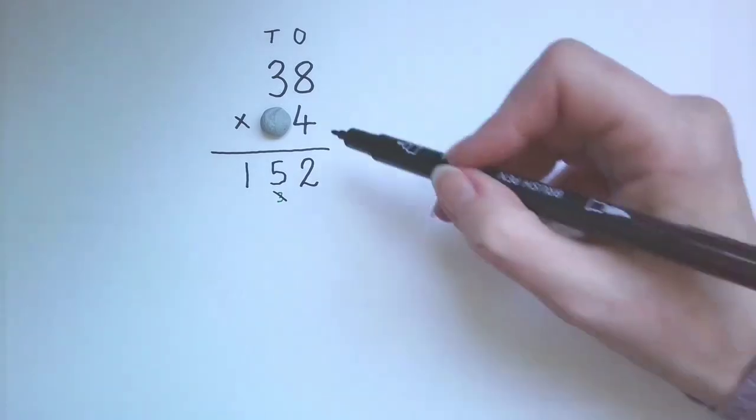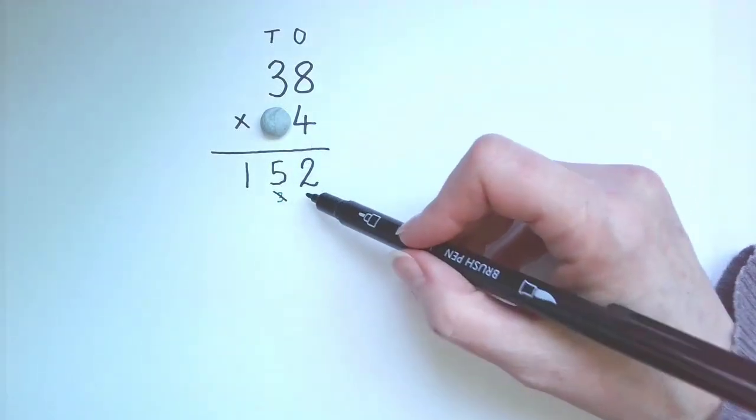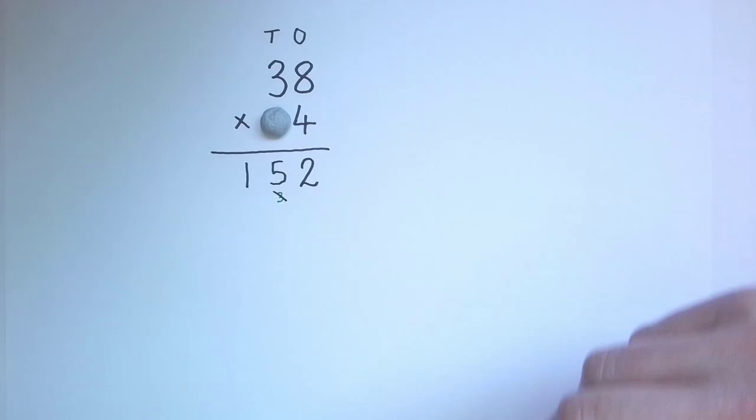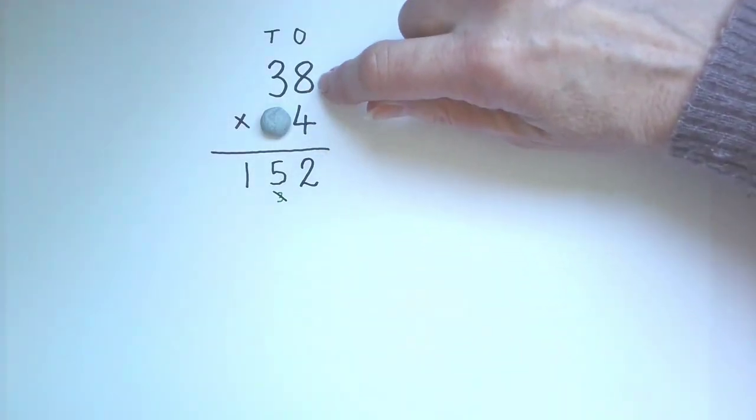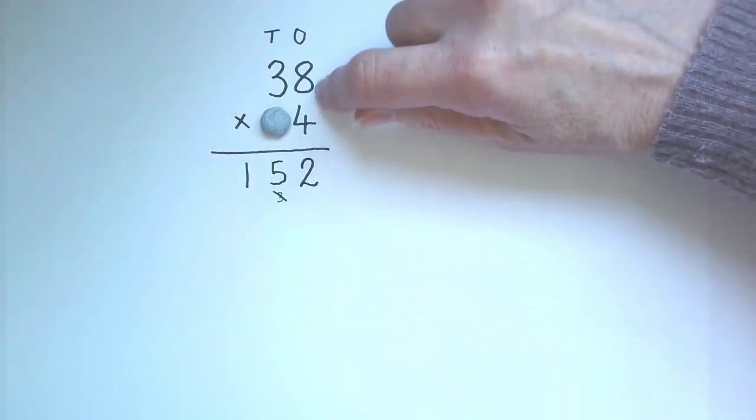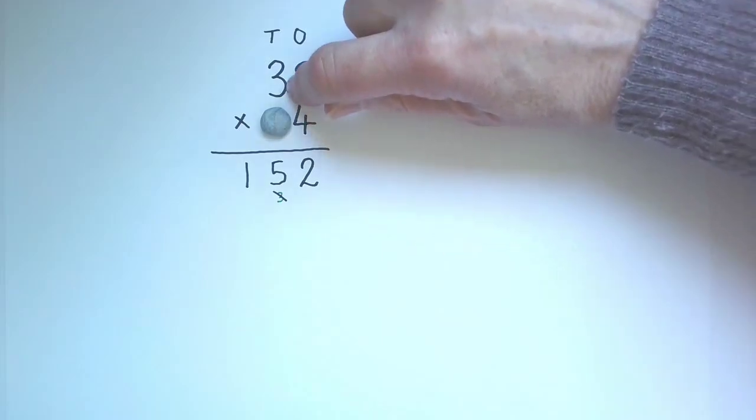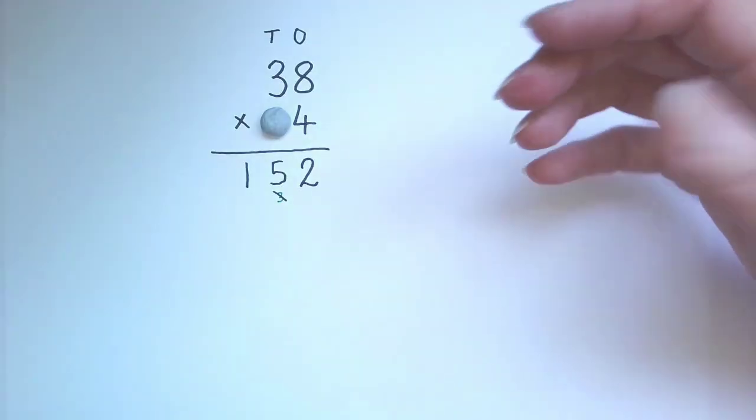So 38 multiplied by 4 would be 152. So this has included 2 calculations that we needed to do. I needed to do 4 times 8 and I needed to do 4 times 30. I've done both of those.